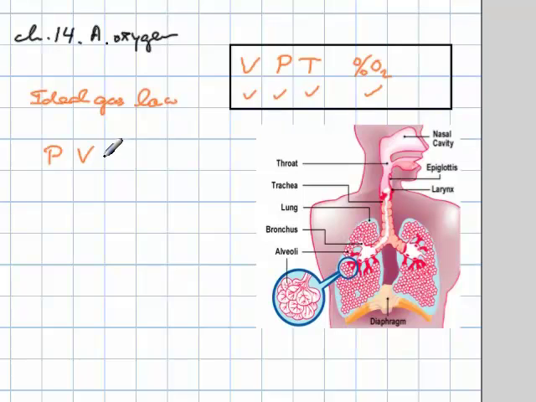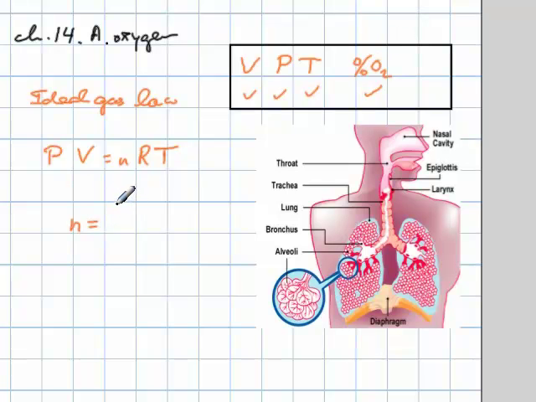PV equals nRT. That's given, that's given, that's given. That is a constant, so it's given anyway. So from that we can calculate the number of moles. Why would we do that? Well, because once we have the number of moles, we multiply that with Avogadro's constant. That gives us the number of molecules, and then we multiply it with the percent of oxygen. It gives us the number of molecules of oxygen, which is what they want us to figure out.